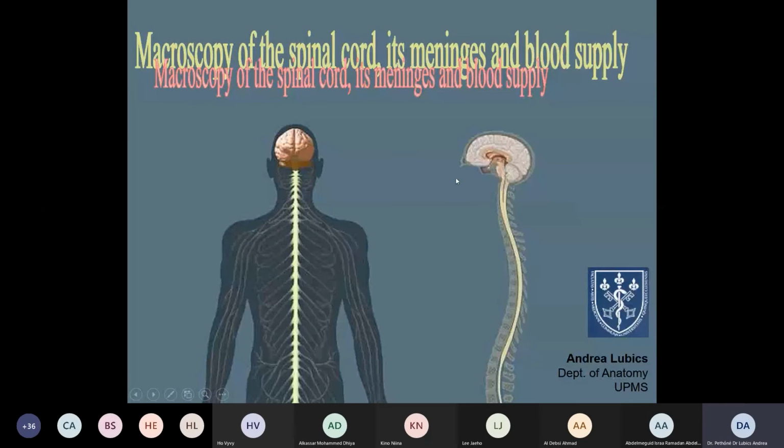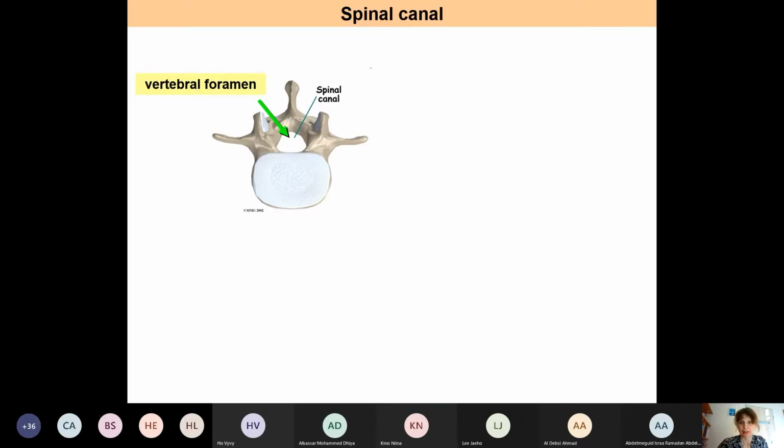Today we will speak about the spinal cord, about the macroscopic structure, and next week we continue with the histology. At first it would be important to know where the spinal cord is to be found.